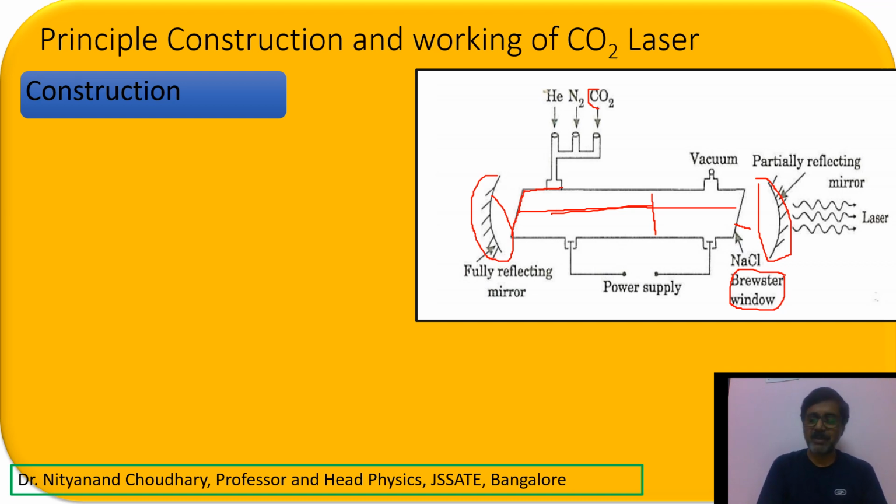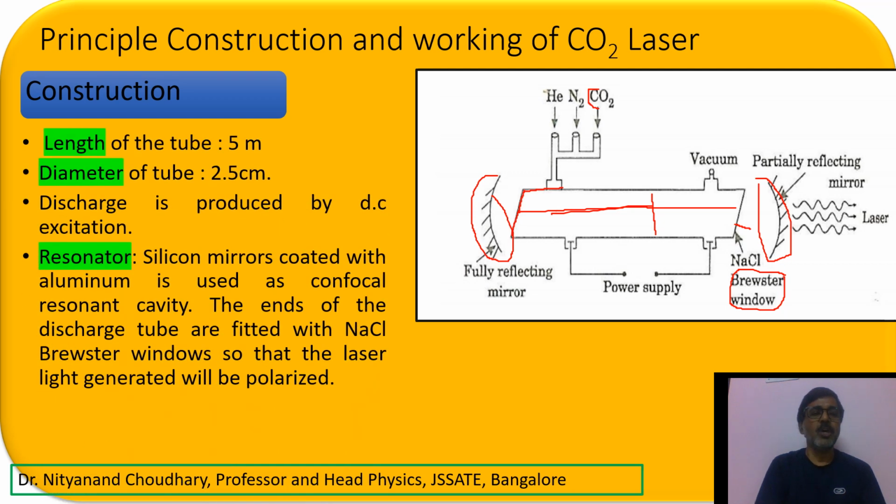So let's see all the dimensions of the length and width. Typical length is 5 meters. As I told you, compared to its width, the length is very large. The diameter of the tube is 2.5 centimeter. Now you see, length is 5 meter and diameter, not the radius, is 2.5 centimeter. Discharge is produced by the DC excitation. So here you have taken the power supply. This is what we are calling the DC excitation. The resonator: these 2 mirrors that you have kept at the ends are called the resonator.